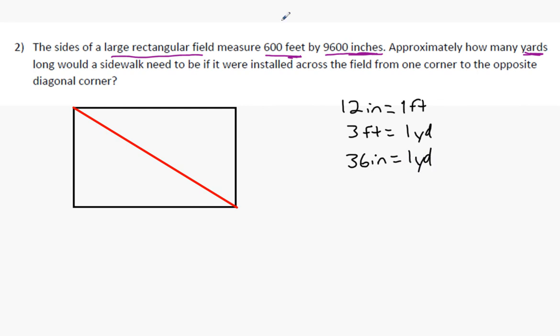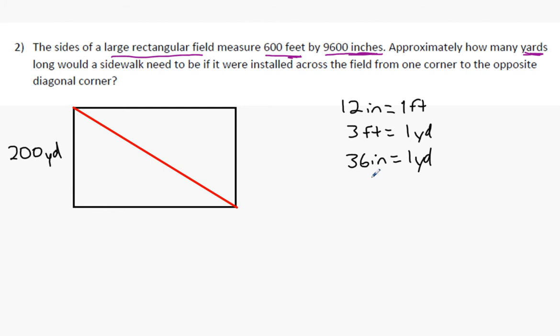Okay, so 900 feet would be, or not 900, 600 feet, excuse me, 600 feet to yards. So 600 divided by 3 would give us 200. So we'd say one of our dimensions is 200 yards. And then 9,600 inches. So 9,600 divided by 36.